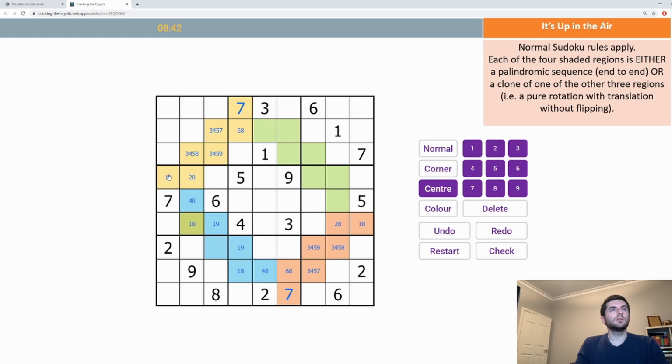Okay, so this 1-8 pair here excludes 1 and 8 from the remaining cells in the box, so we can put in 2, 4, and 9 here, and by palindrome this is a 9 and this is a 4, and this one must be a 2. This helps exclude some 4s from those ones, and a 9 from these ones. This cell doesn't have much of a restriction on it due to palindrome or clone rules.